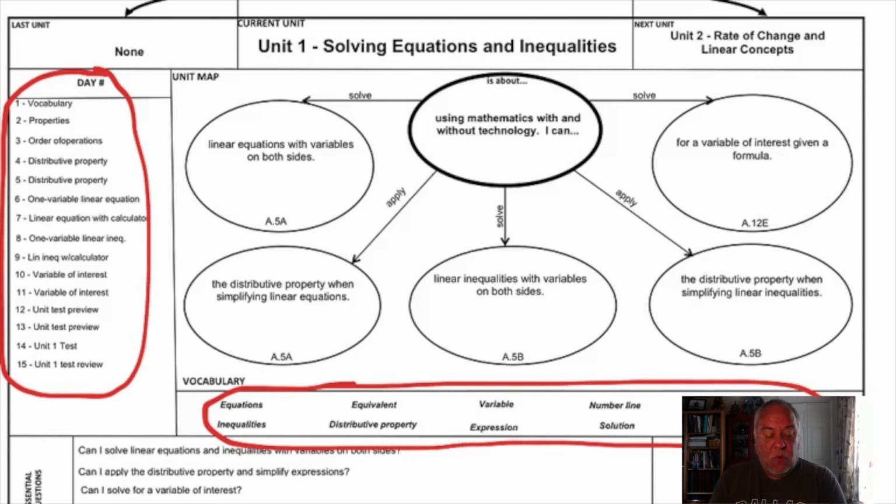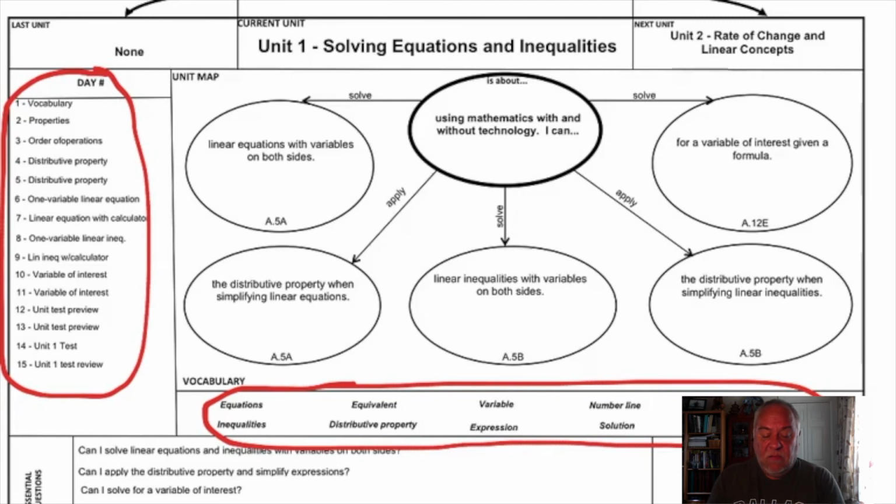Okay, so if you go down, look at the days, I've got 15 days designated for Unit 1, 15 school days, which means we go through all these lessons, vocabulary, properties, orders of operations, etc., all the way down to the Unit 1 test and review. We may go a little bit quicker, we may go a little bit slower. It doesn't matter. The whole idea is, can we get all this stuff done in a reasonable amount of time so that everyone understands it.